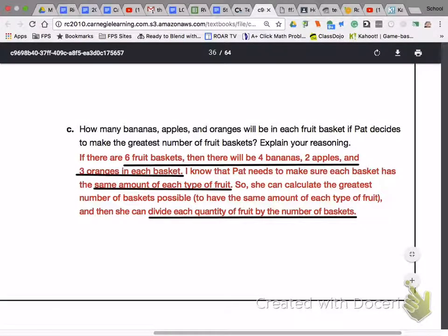For letter C, if there are 6 fruit baskets, then there will be 4 bananas, 2 apples, and 3 oranges in each basket. Pat needs to make sure each basket has the same amount of each type of fruit. So she can calculate the greatest number of baskets by dividing each quantity of fruit by the number of baskets.